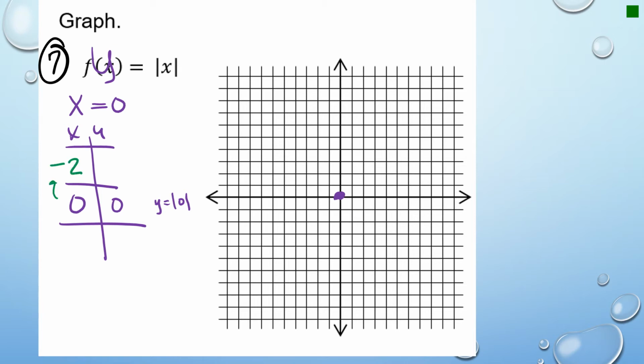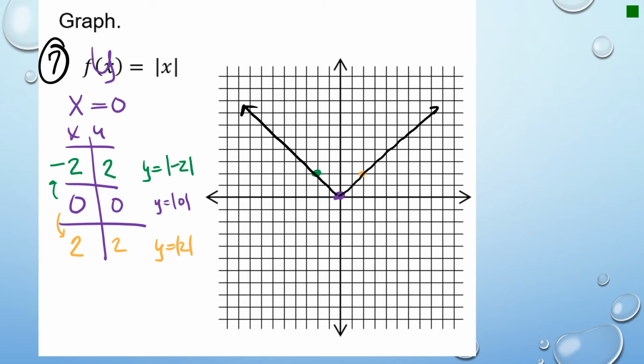Then I'm going to go 2 to the left, so I'm going to go to -2. If I go absolute value of -2, that is 2. So (-2, 2). Then I'm going to go 2 to the right. 0 plus 2 is 2. Absolute value of 2 is 2. So write (2, 2). And I get my beautiful absolute value V.